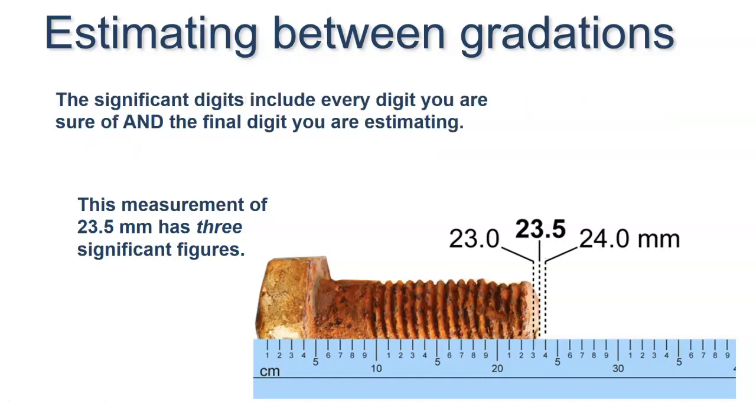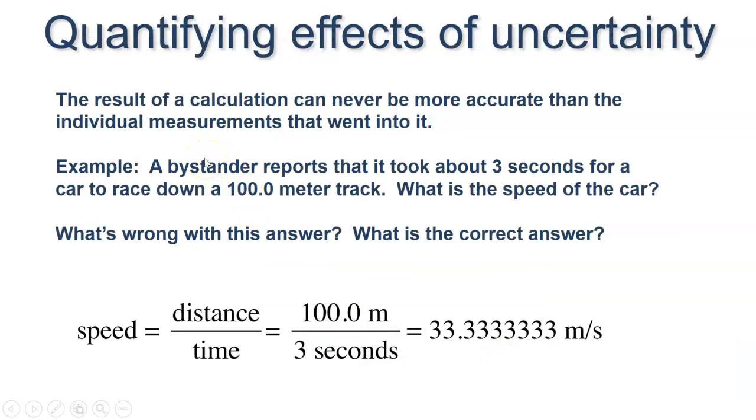The significant digits include every digit you are sure of and one final one. So when we are measuring, you want to measure everything you are absolutely sure of. We are sure that it goes to 23, but we're going to estimate one more place to that 0.5. So quantifying effects of uncertainty, the result of a calculation can never be more accurate than the individual measurements that went into it. So whenever we are doing math, our answer cannot be more certain than the numbers that we put into it.